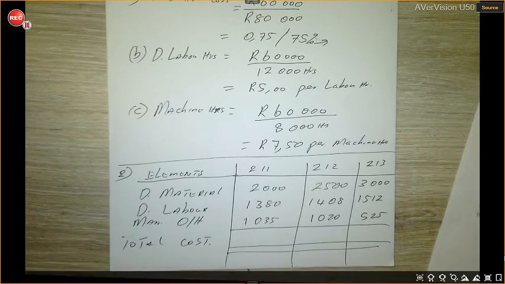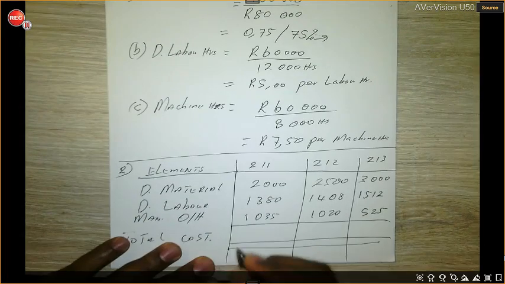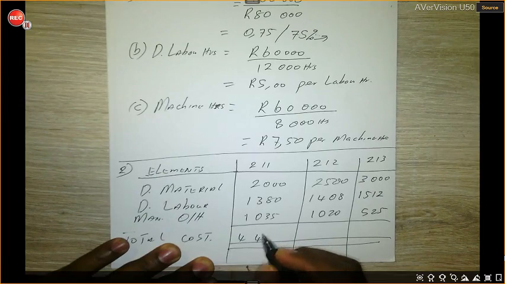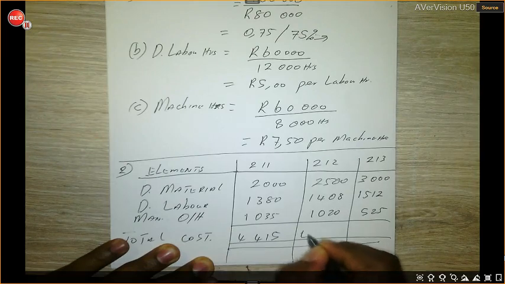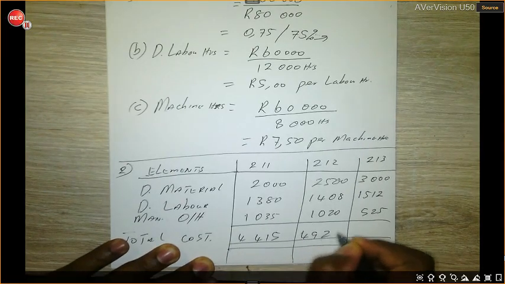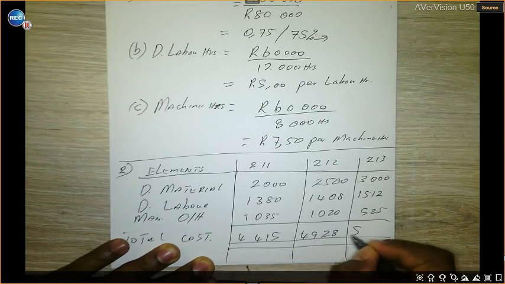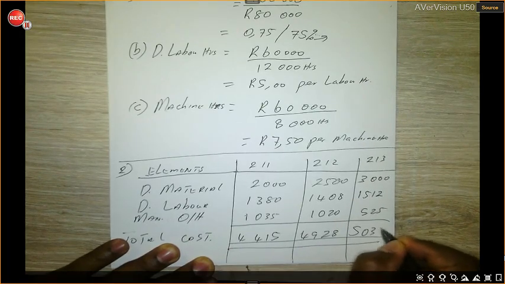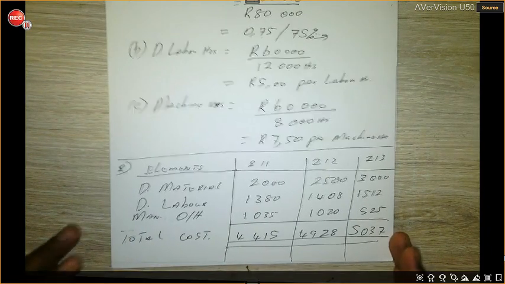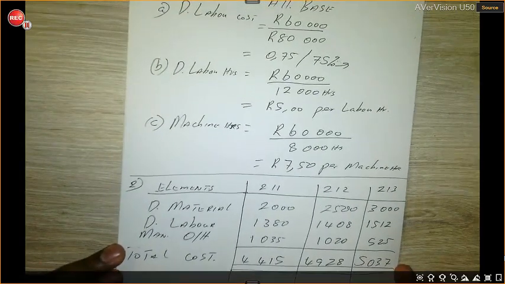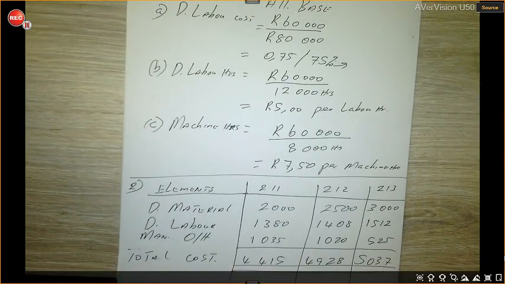We say total cost because this job is completed. If the job was not completed, we would have the work in progress or your balance carried down. So we've got a total here of 4,415. Then looking at job 212, we've got 4,928, and the last one is 5,037. So these are the totals. I hope this is clear to everyone, and hopefully it does make sense. So this is the solution.